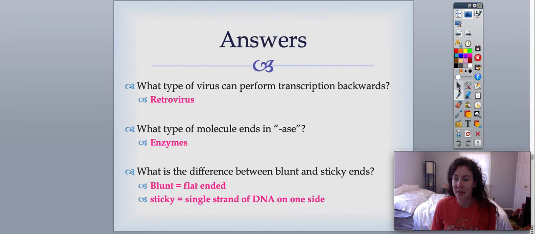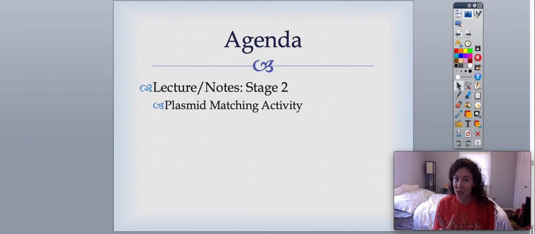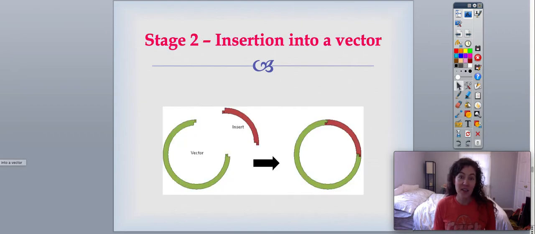All right, let's go ahead and continue down. The agenda for day two of DNA technology is that we're going to talk about stage two. And in class, we would have had a plasmid matching activity, like a paper matching activity after. So the title for day two and stage two is also insertion into a vector. So we know we're going to insert something, and we see in the picture vector, but what is a vector? Let's define that first.